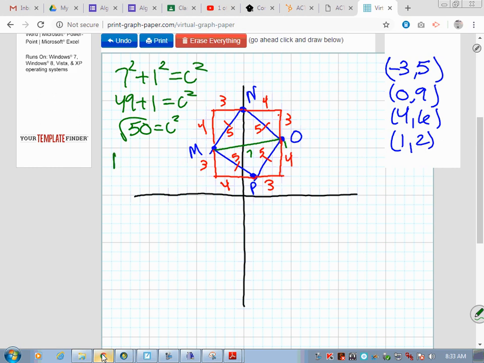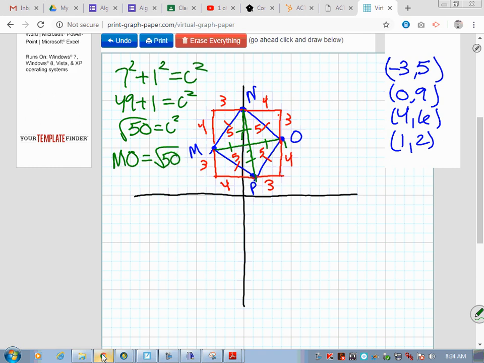So MO, and we could probably simplify that, but all I really need to know is, is NP the same length? So I'm going to go down 1, 2, 3, 4, 5, 6, 7, and over 1. So it appears to have the same distance, which means it is a rectangle because the diagonals are congruent to each other.